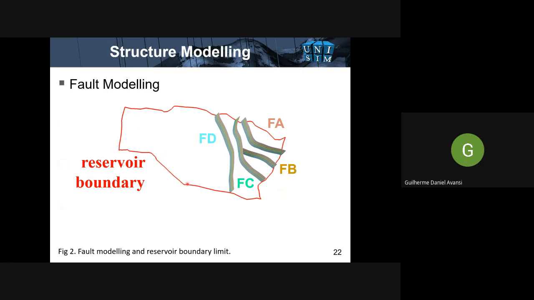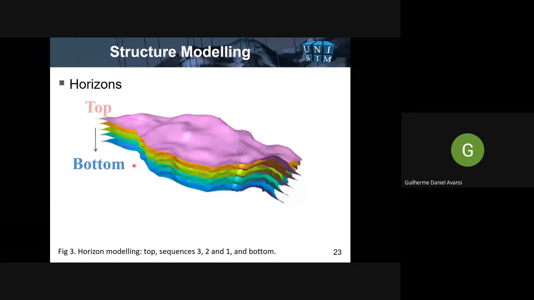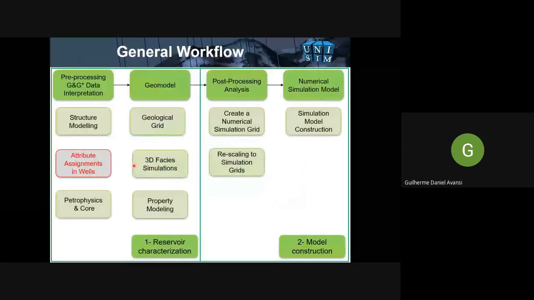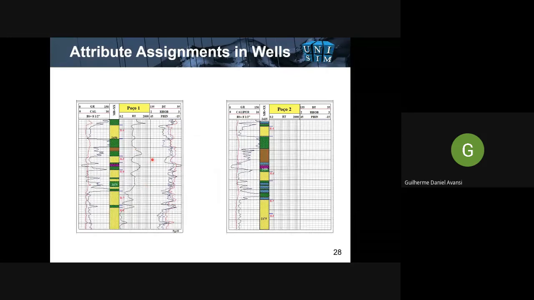So we have the reservoir boundary here, and also the internal faults. We are also modeling the horizons, from the top to the bottom of the reservoir. So we build this structural model. We assign the information that we have from the well logs to this grid that we create here. So facies, I will not give a lot of detail about facies because Manuel already presented this information, so I will pass quickly over it.